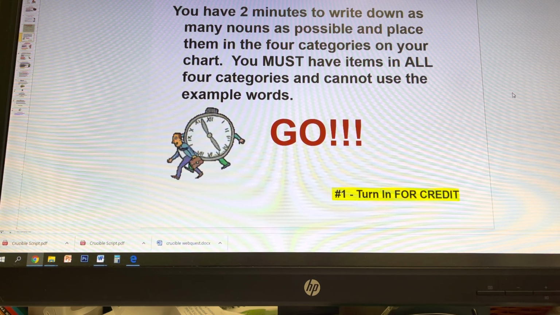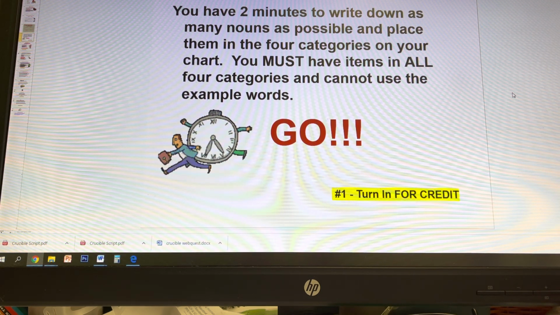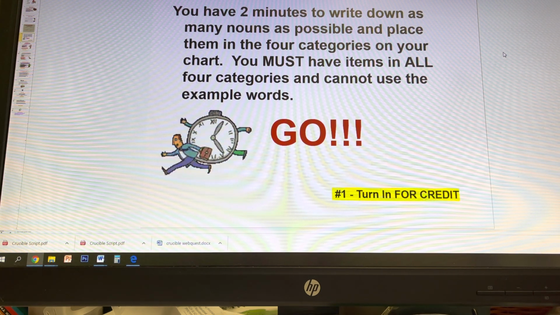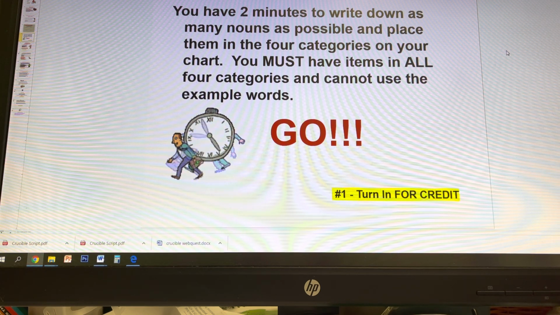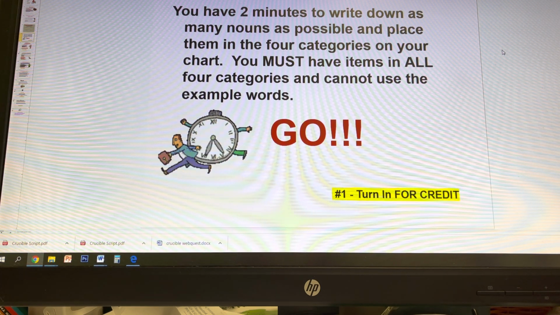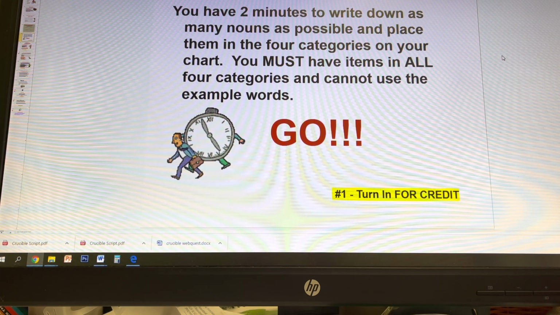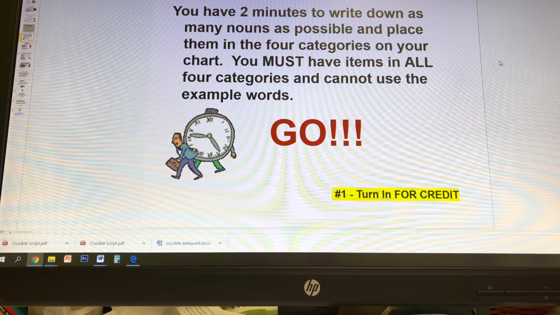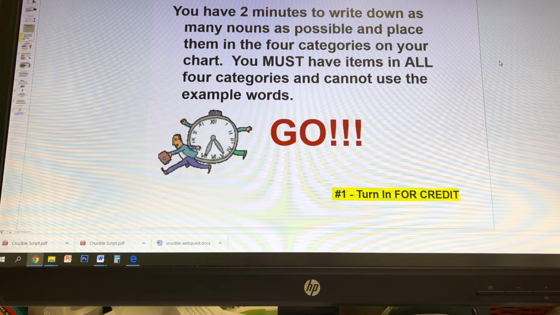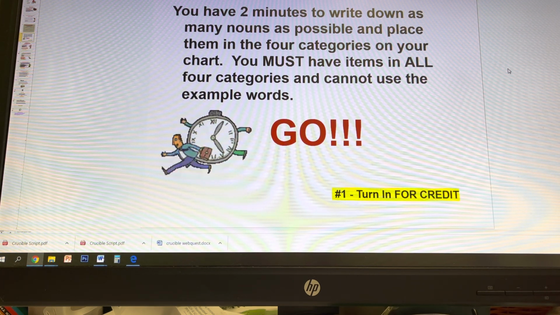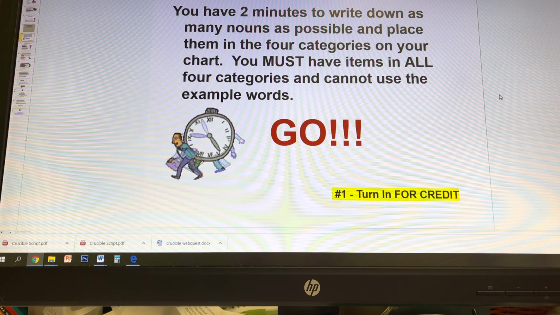All right, put your pencil down and count your nouns. Now remember, you were supposed to have at least one in every category. So count them up and write that number down on the side of the page. If you didn't get a lot, not important. This is you testing your own brain. I would like to see you put down a lot, but I don't want you to fudge and go over 2 minutes. I also don't want you to fudge and write down a whole bunch that you didn't think of at the time. It's just a little bit of a brain exercise.